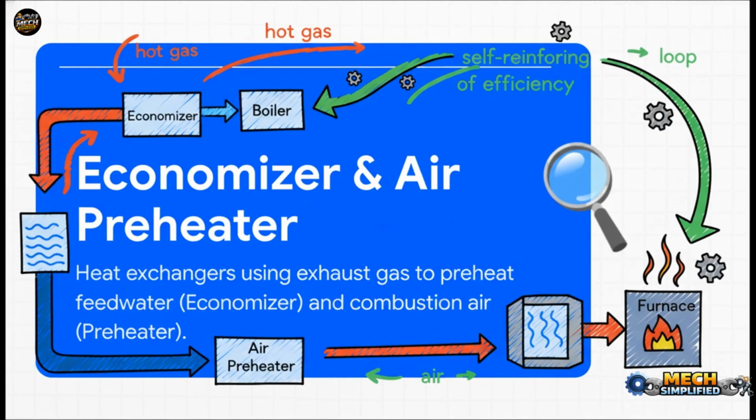Next, the exhaust hits the economizer, which uses that heat to pre-warm the water before it even gets to the boiler. Then the air preheater uses the very last bit of leftover heat to warm up the air that's going to be used for the combustion itself. The system is literally recycling its own waste heat to make itself more efficient right from the start. It's this brilliant, self-reinforcing loop of efficiency.